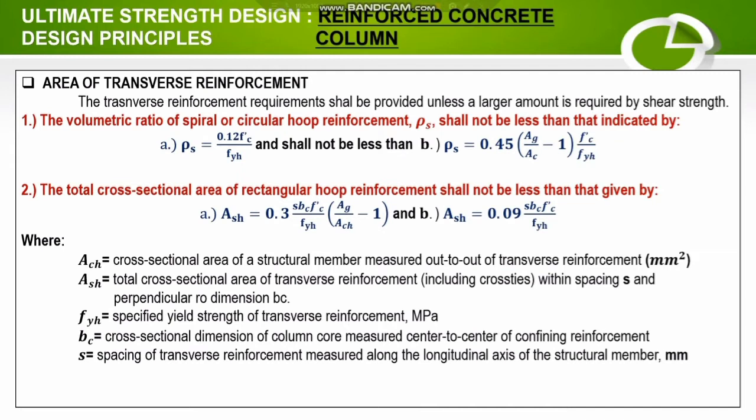f_yh is equal to the specified yield strength of transverse reinforcement in terms of megapascals, and b_c is the cross-sectional dimension of column core measured center to center of confining reinforcement. s is the spacing of transverse reinforcement measured along the longitudinal axis of the structural member in terms of mm.